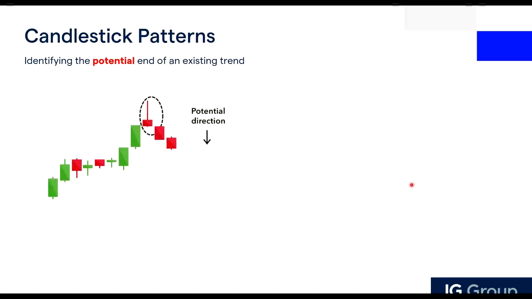Okay, and we also have the shooting star. So previously what we saw was a hammer, right? Something that looks like a hammer, with a long wick below and a small block on the top. Over here is just the exact opposite, right?